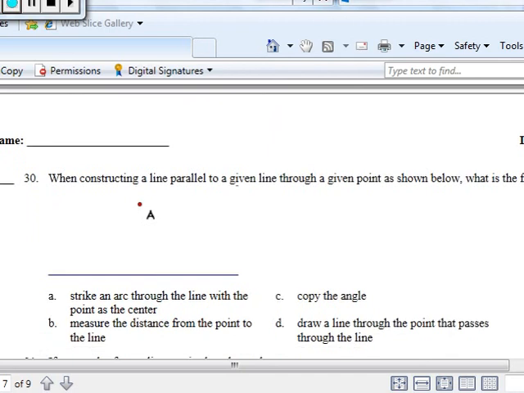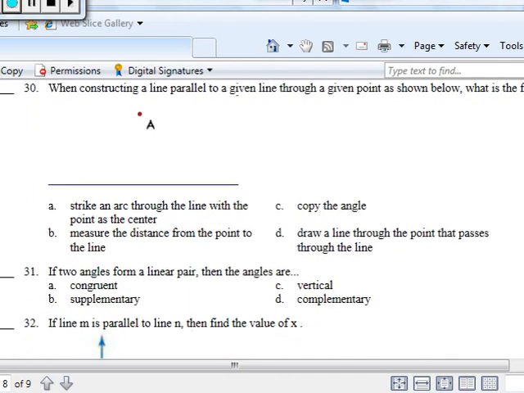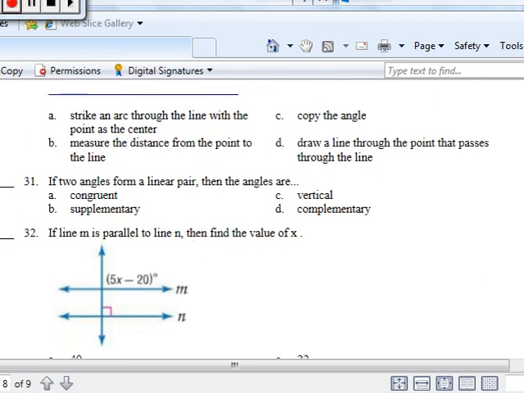Number 30, also not on your test. It's another construction, about constructing a line parallel to a given line, so we can skip number 30. On to 31.